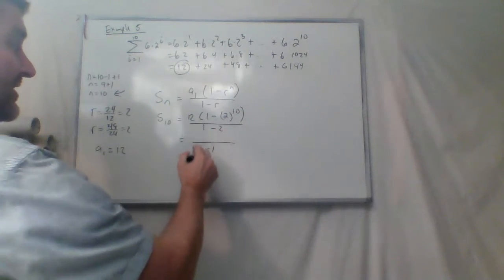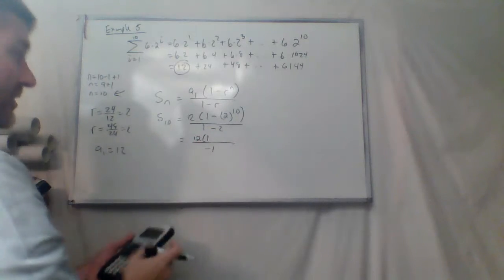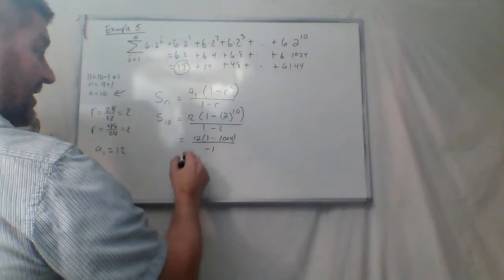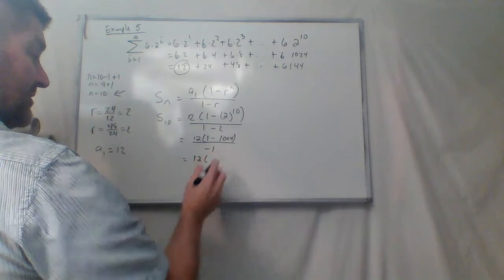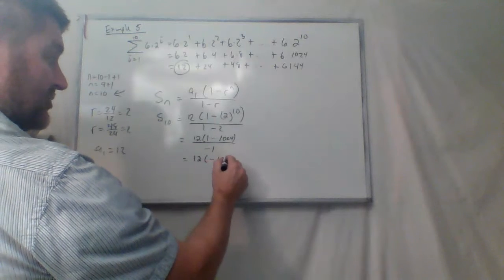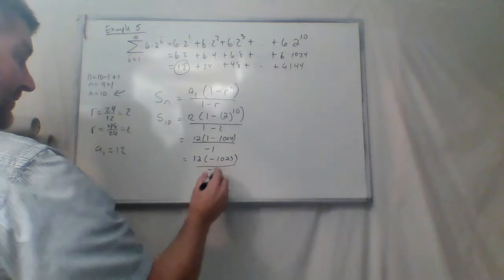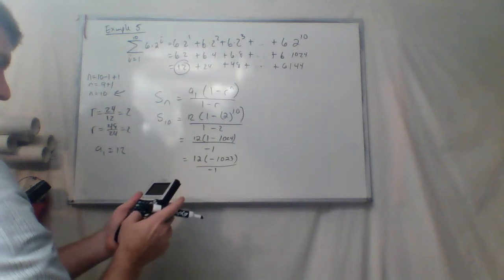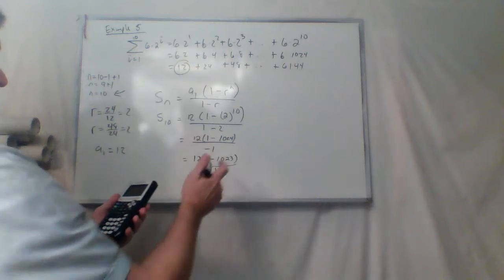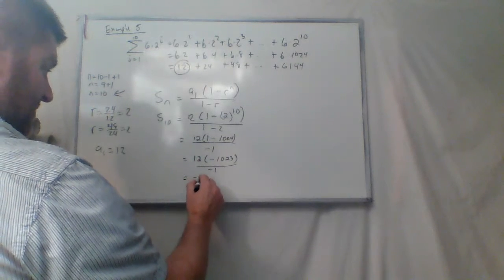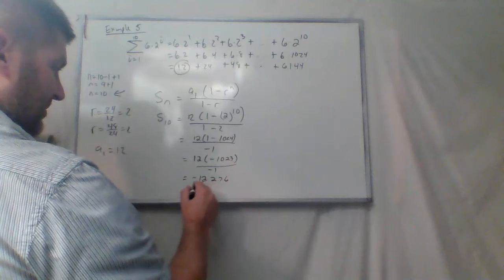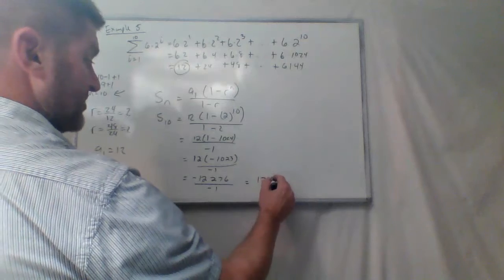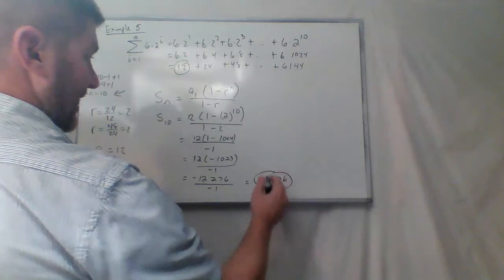But this will turn into a positive sum because this is 12 times 1 minus 2 to the 10th, which is 1024. So that's 12 times negative 1023 over negative 1. Times that by 12, the negative 1023, and I get negative 12,276. So negative 12,276 divided by negative 1 gives me a sum of 12,276 for my final answer.